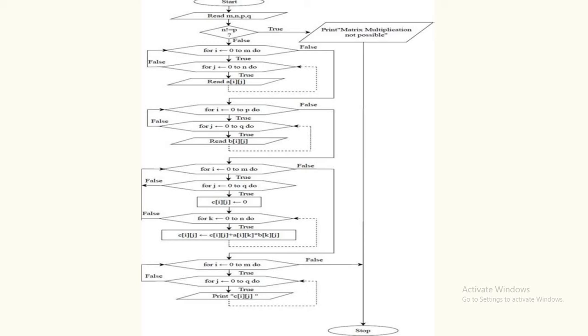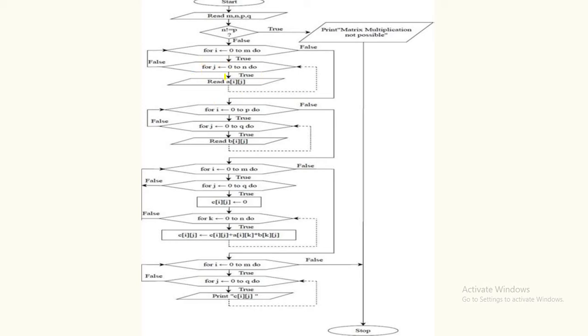If we look into the flowchart of this corresponding program, first we begin with the start, and we read the values of m, n and p, q, and check the condition whether n is not equal to p. If it is true, then we print that matrix multiplication is not possible and terminate the program. If not, in the else part, we have written all the rest of the logic. First, the for loop runs from i equal to 0 to m, the number of rows. This is for reading the A matrix.